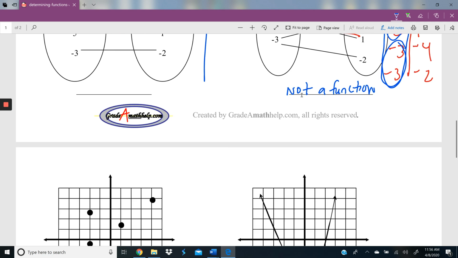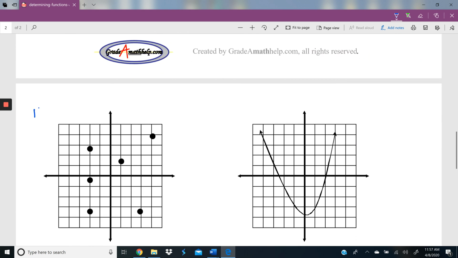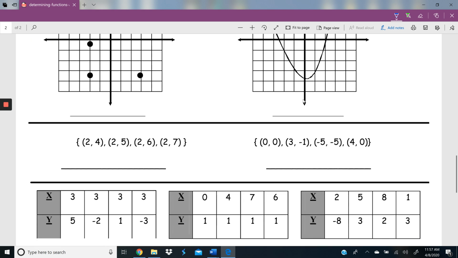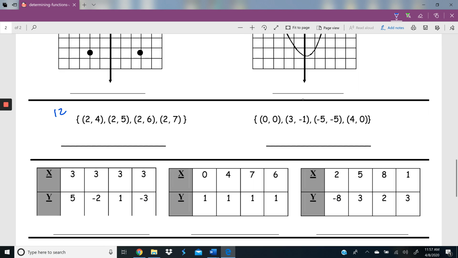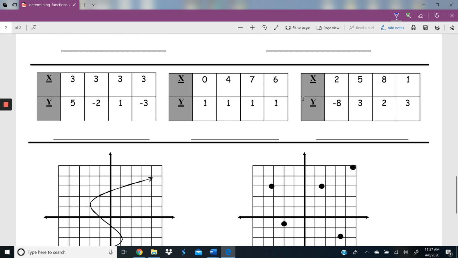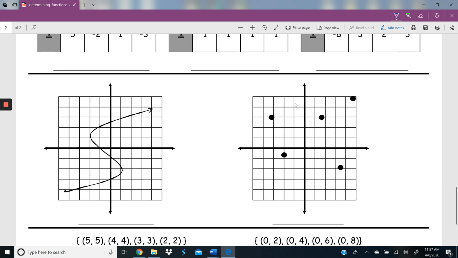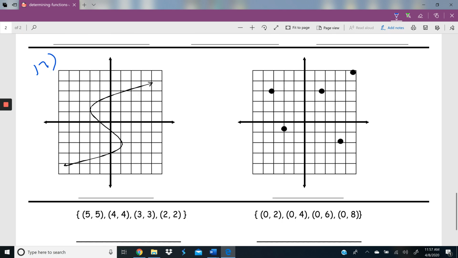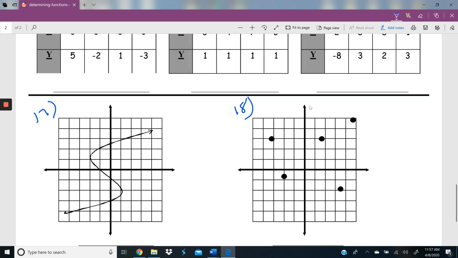Okay, so I need you all to label the rest of the problems. That's problem 10, problem 11, because whenever I'm grading them, I will grade them according to the numbers that are on this worksheet, how I'm numbering them. And this is 14, 15, 16, 17, 18, 19, and 20. Okay, so you have a total of 20 problems.